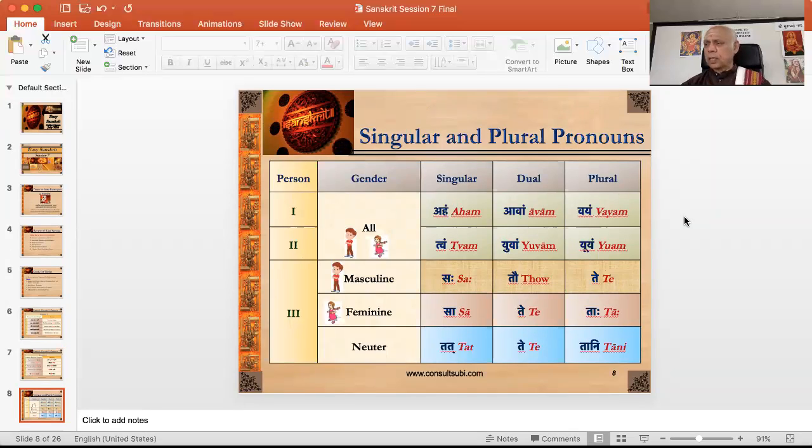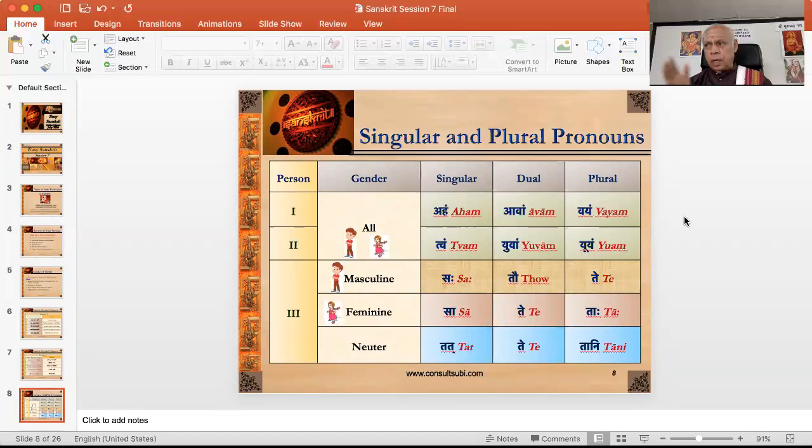Now this is in easy tabular form. Say aham, you all already know that, aham. Avam refers to dual. Don't use it much, but then you should know avam. Vayam means multiple, more than two. Second person, tvam. In Hindi also you say tum, right? Tvam is referring to singular, yuvam refers to two, and yuyam refers to plural.